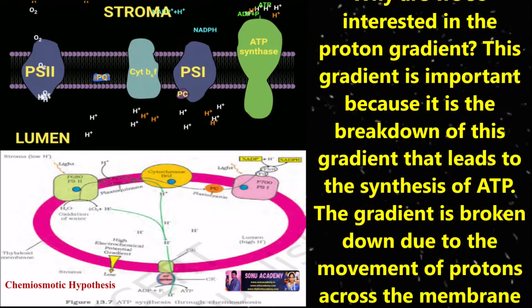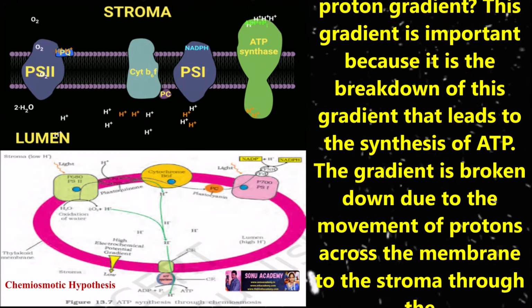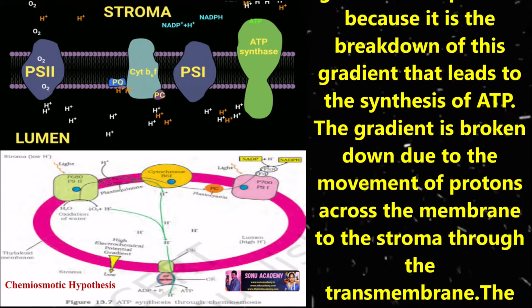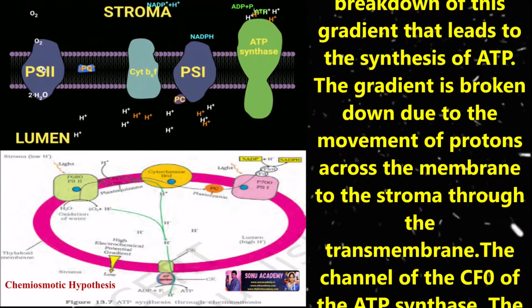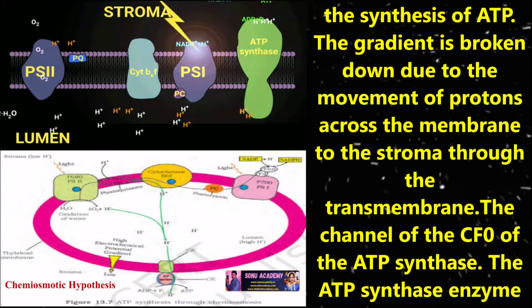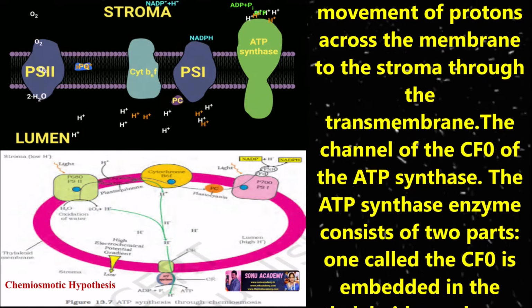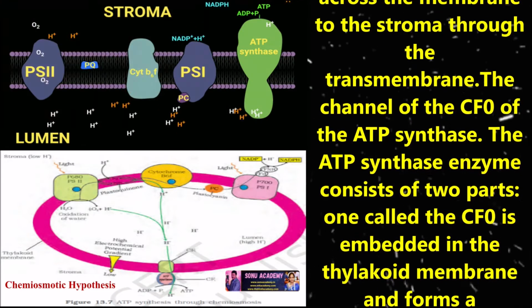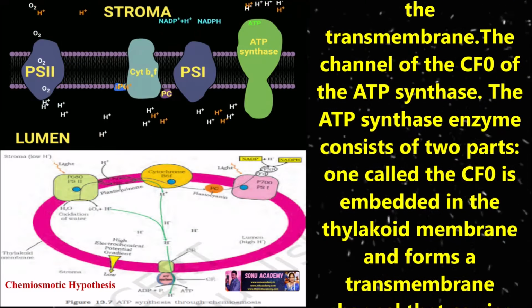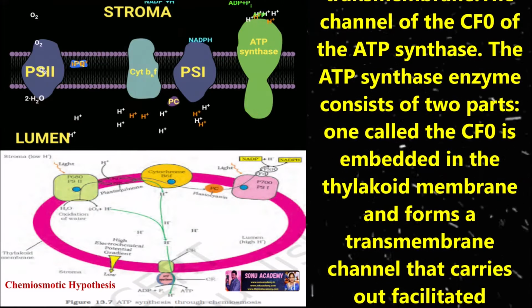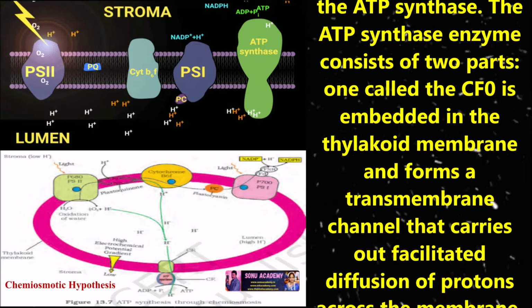The ATP synthase enzyme consists of two parts. One called CF0 is embedded in the thylakoid membrane and forms the transmembrane channel. The gradient is broken down due to the movement of protons across the membrane to the stroma through the transmembrane channel of the CF0 of ATP synthase.